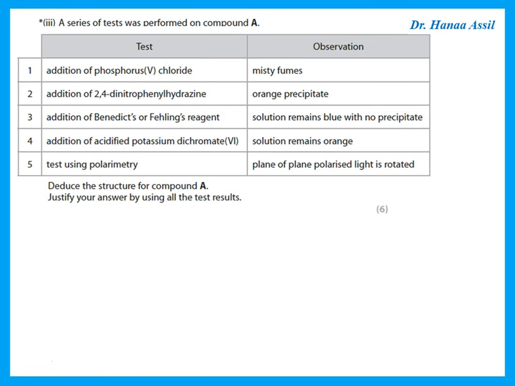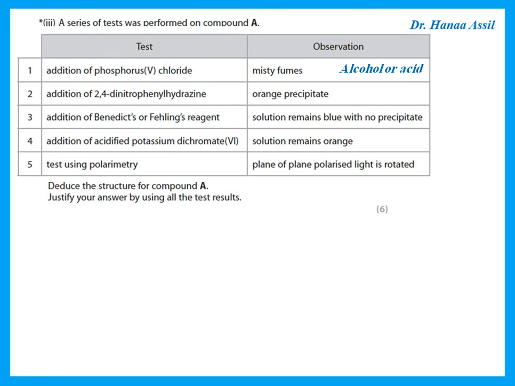A series of tests was performed on compound A, and he's saying deduce the structure for compound A. Let's take a look at the tests one by one. First, he added phosphorus pentachloride, or PCl5, and he got misty fumes. Of course, these misty fumes are of hydrogen chloride. Which test is this? You should remember that this is a test for alcohol or acid. So if I have misty fumes with PCl5, that means I have either an alcohol or an acid.